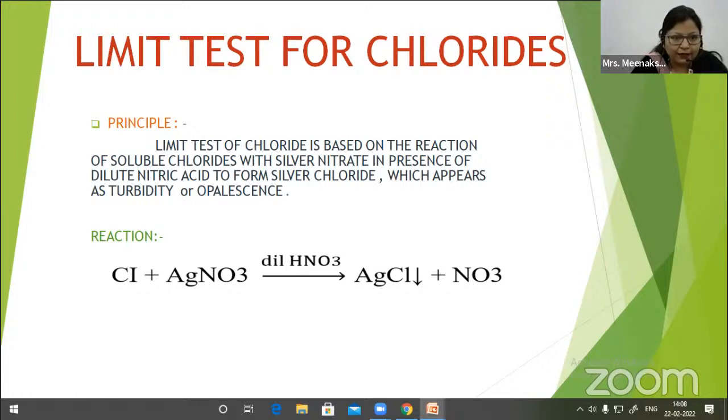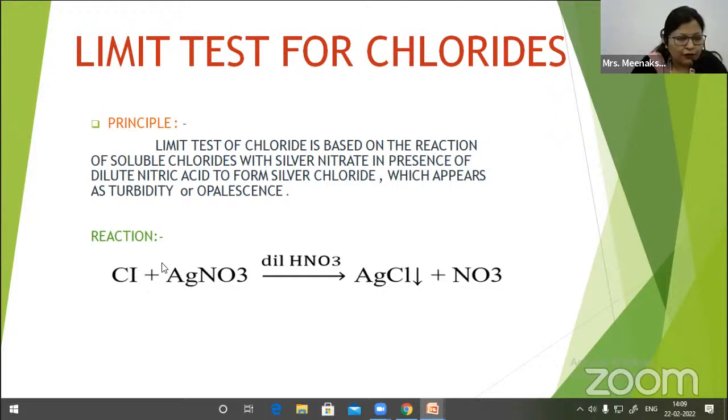So the limit test for chloride. I've taken two or three examples. So let us first go for the limit test for chloride. Here I have shown one reaction and the principle. The principle shows us that the limit test of chloride is based on the reaction of soluble chlorides with silver nitrate in the presence of dilute nitric acid to form the precipitate of AgCl, that is silver chloride, which appears in the solution, and that gives us the turbidity or the opalescence. So basically in the chloride test we get the opalescence. Now we will discuss what is turbidity and what is opalescence also.